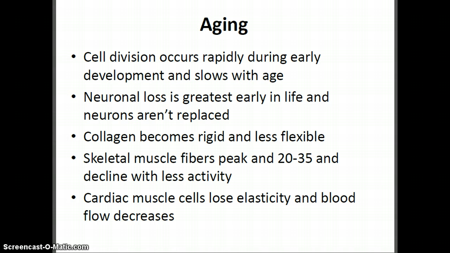Aging occurs as cell division slows. Neural loss is greatest early in life, and neurons aren't replaced. Collagen becomes rigid and less flexible as we age, and elastic fibers are replaced by collagen fibers in the skin. For example, the skin loses elasticity.